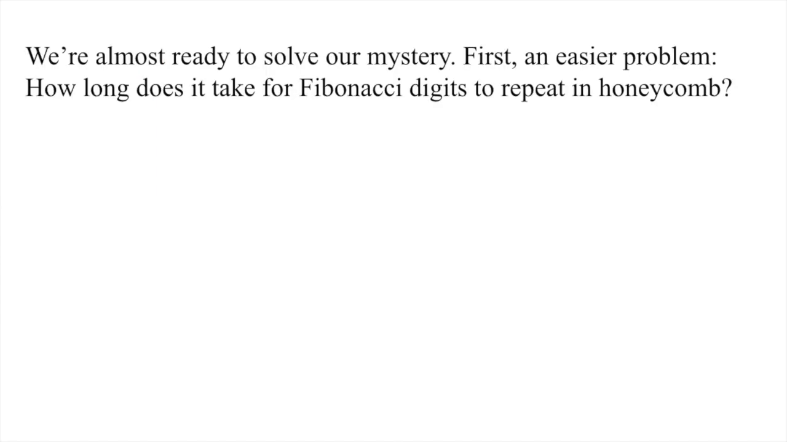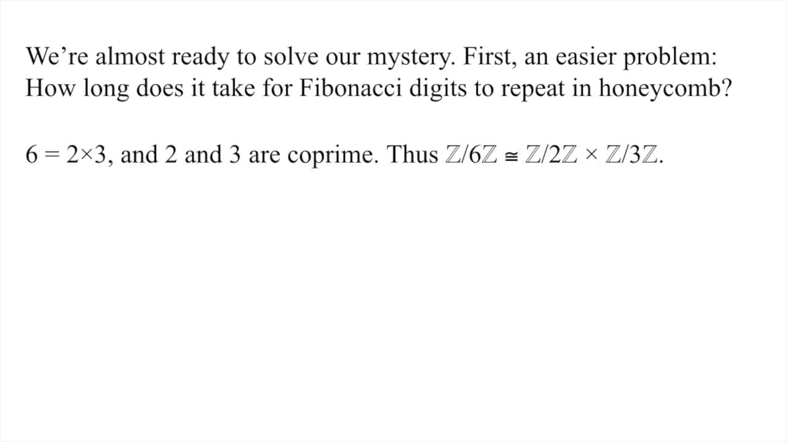Now we're almost ready to solve our second mystery. First, an easier problem. How long does it take for the Fibonacci digits to repeat in Honeycomb? We know that they repeat, we've proven that already, but how big is the cycle? The trick here is going to be to express Z mod 6Z as a product. Now, 6 is equal to 2 times 3. And 2 and 3 are coprime. Therefore, from the theorem that we had before, Z mod 6Z is isomorphic to Z mod 2Z times Z mod 3Z.